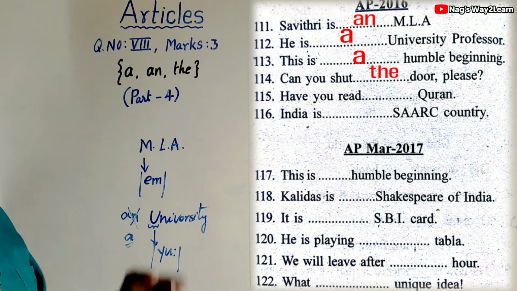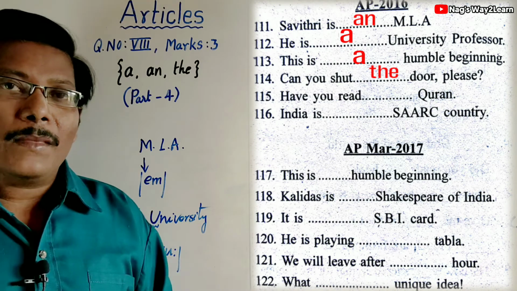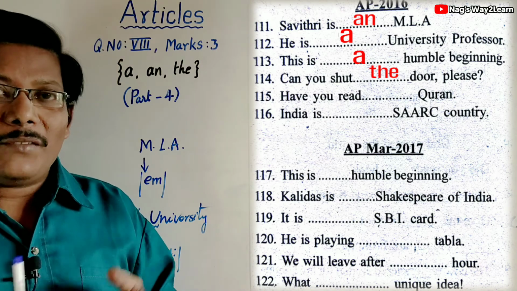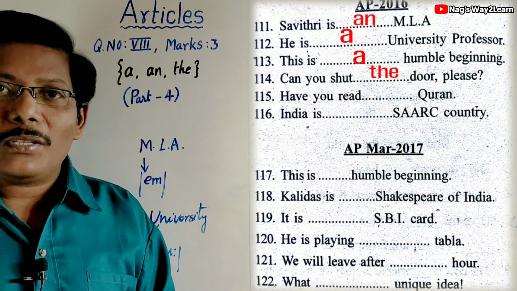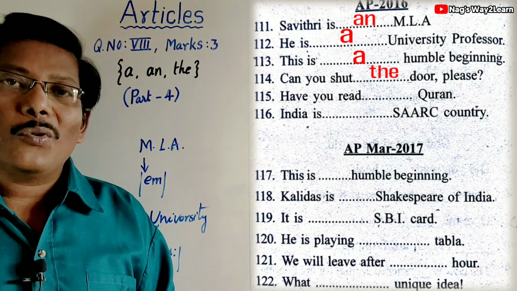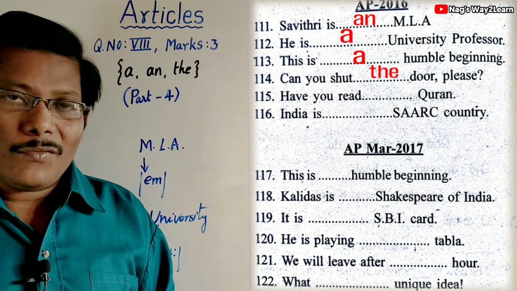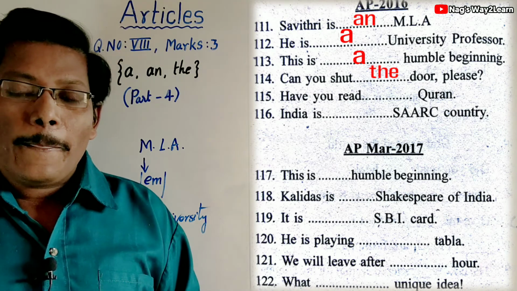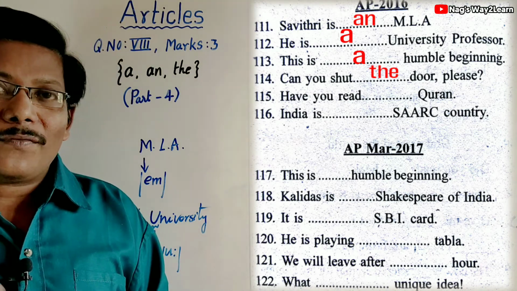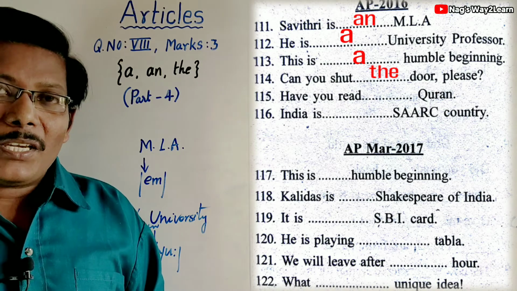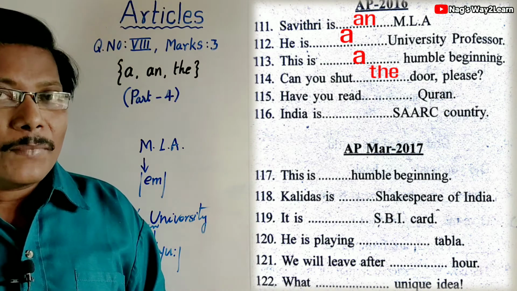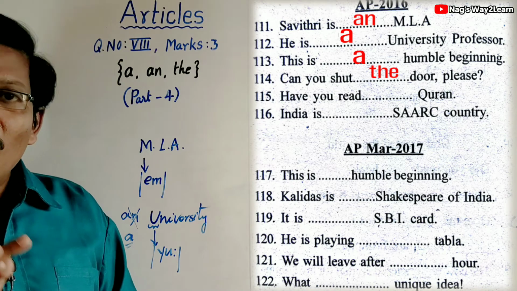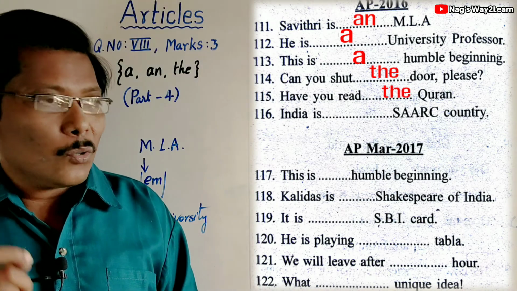Next one is, have you read dash Quran? So in the previous video, again I have explained to you that before the names of holy books, just like Bhagavad Gita, Bible, Quran, Ramayana, Mahabharata, so in this way, before the names of some holy books, we have to use the definite article the. So the answer is, have you read the Quran?